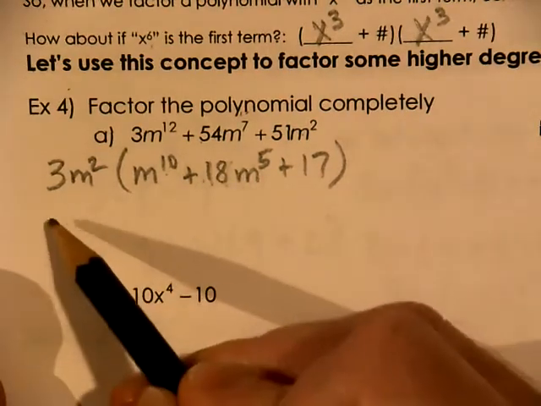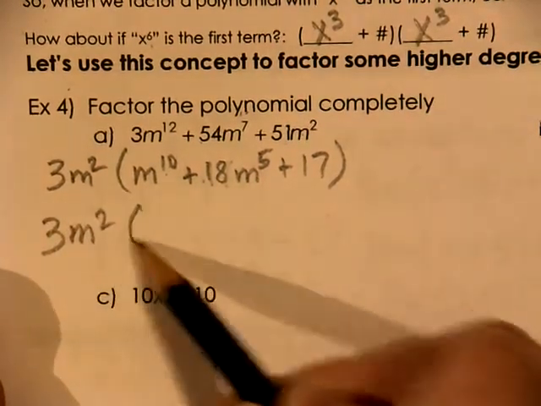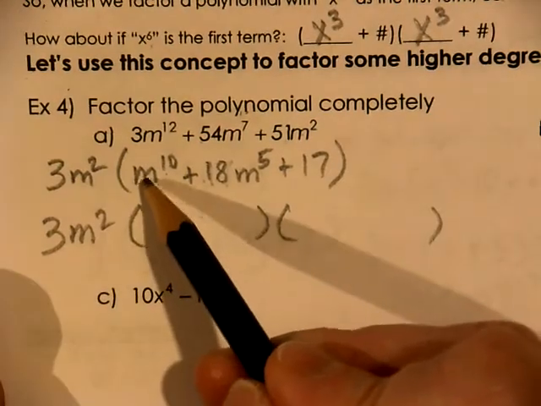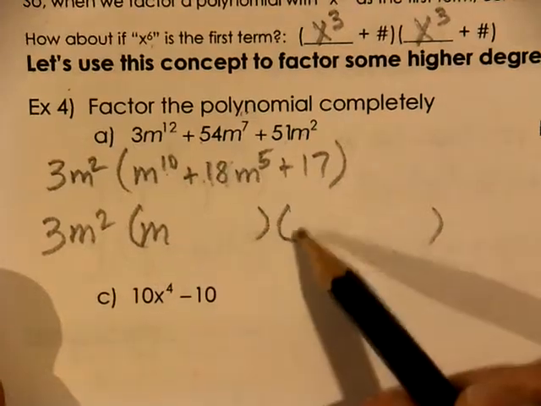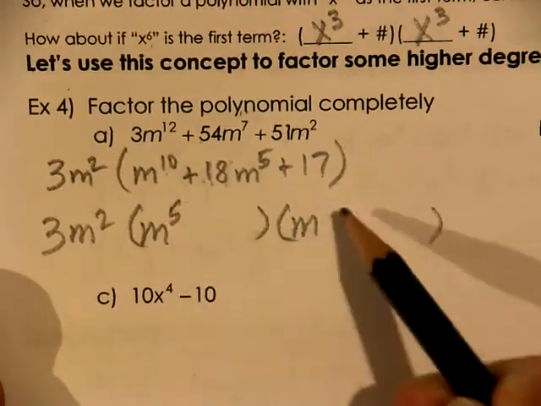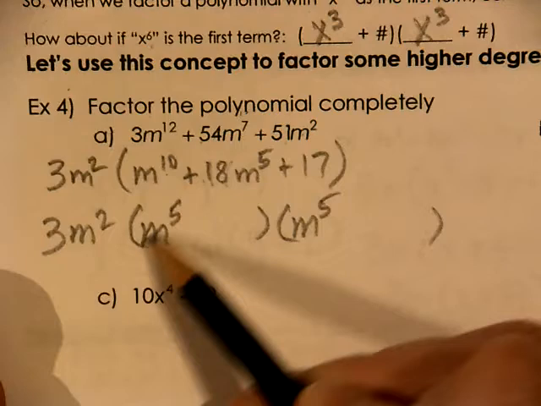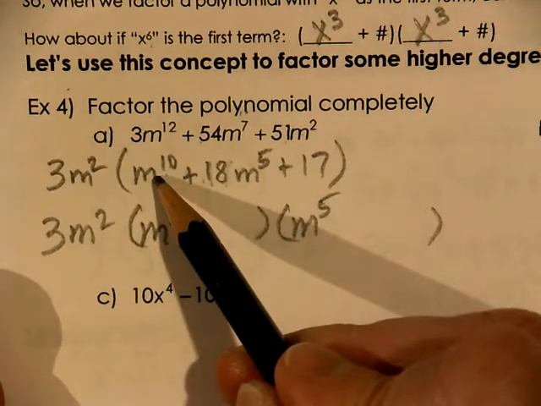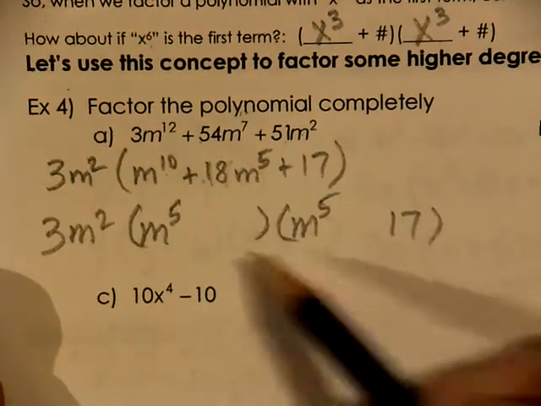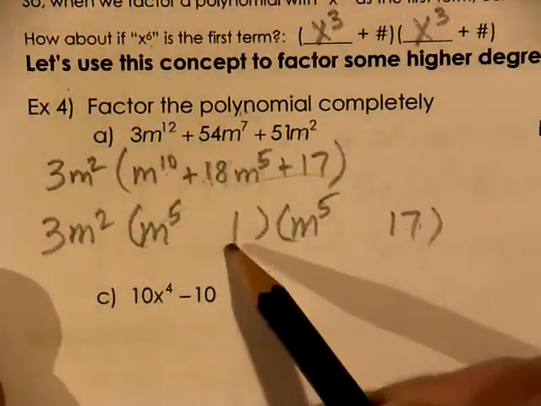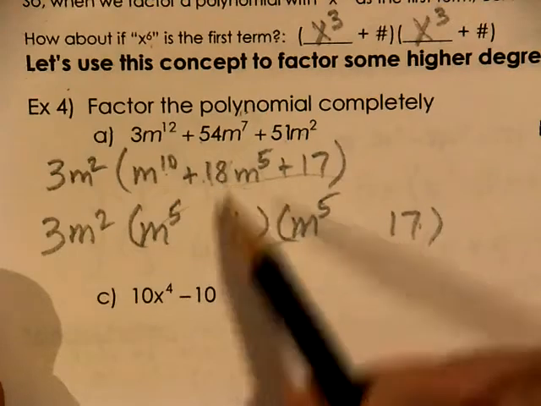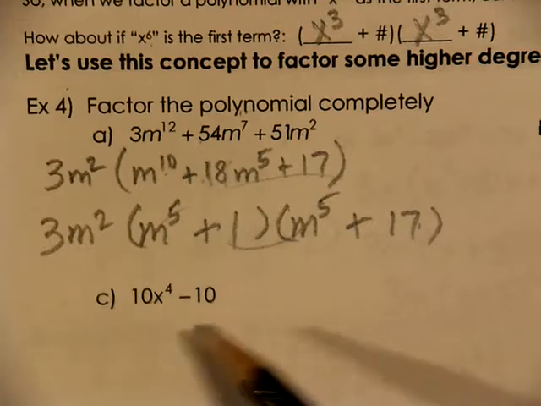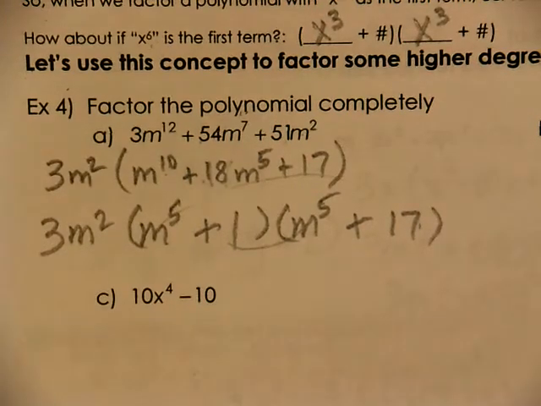Now this is factorable. How do we make m to the 10th? Well, if it was 5 and 5, when we foiled that together, we would multiply and add the exponents. To multiply to be 17, we need 17 and 1, and that would add to be 18. They'd both need to be positive. Neither of those are factored any further.